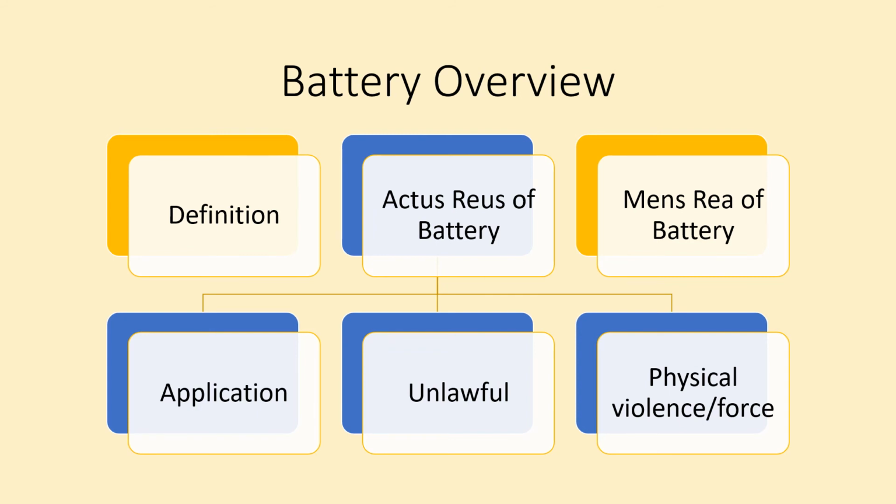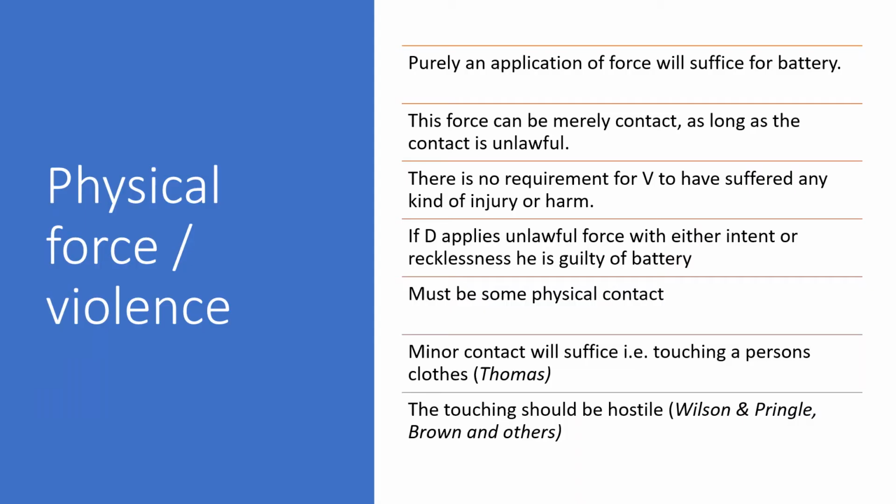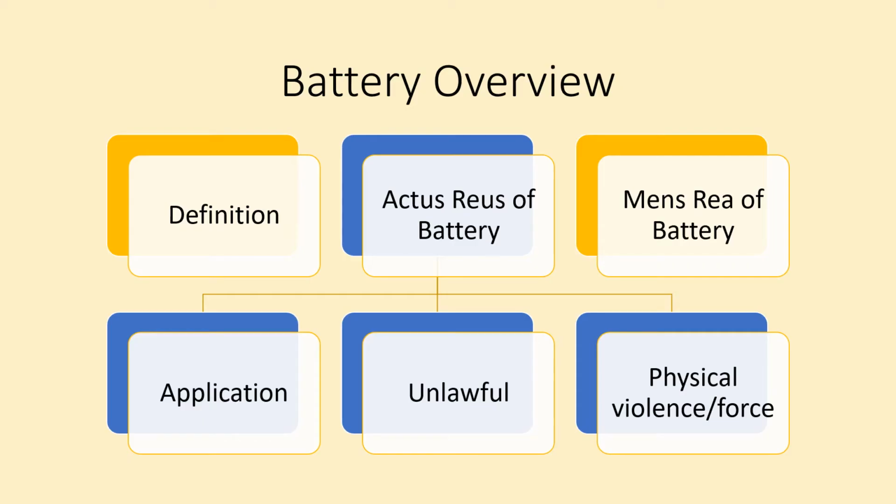So once we've established the unlawful element, then we can go on to look at what physical violence or force means. The physical force or violence element can be satisfied with a touch. It can be satisfied by hostile touching, like in Wilson and Pringle, but there must be some physical contact, and intention or recklessness to do this battery. But there is no requirement for the victim to have suffered any injury or harm, and as long as the contact is unlawful and not warranted or not consensual, then it could suffice for a battery.